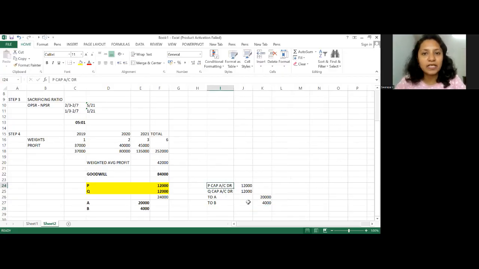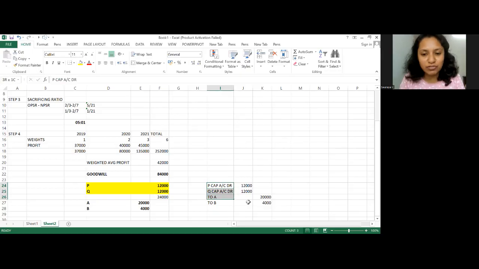Okay, so what is the effect of this entry? P and Q's capital account is getting debited, so their capital is getting reduced. And whom are they paying? They are paying to A and B in their sacrificing ratio. So the gain of goodwill that P and Q are going to get because of this admission into partnership, they are compensating to A and B who are sacrificing because of this particular admission.